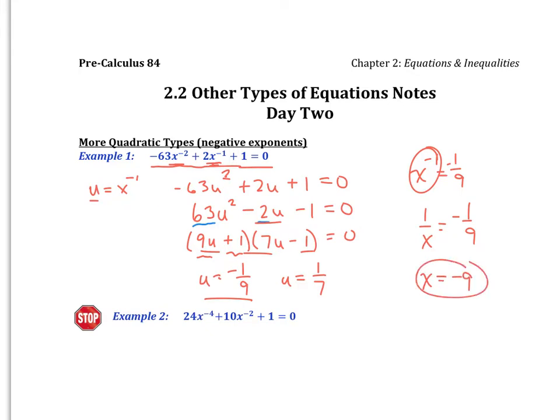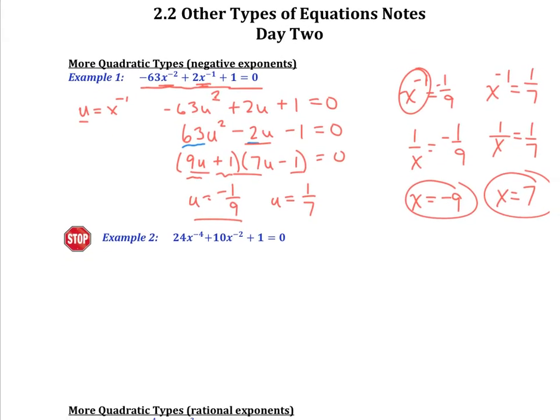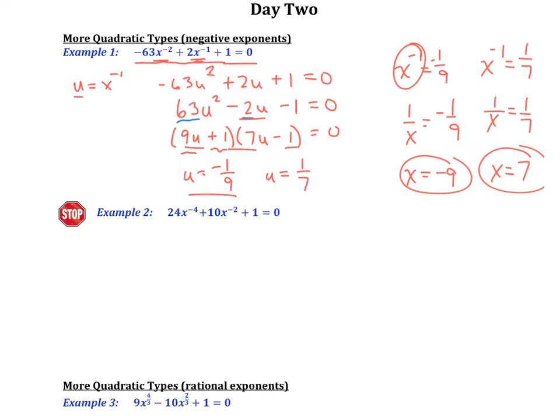If I do the same thing for the other one, I've got x to the negative 1 is equal to 1/7, which means that 1 over x is equal to 1/7, and then I've got x is equal to 7. So that's how I can solve for x using the idea of u substitution. But like I said yesterday in the other video, you don't have to use u substitution.